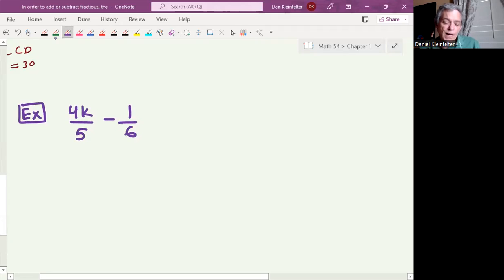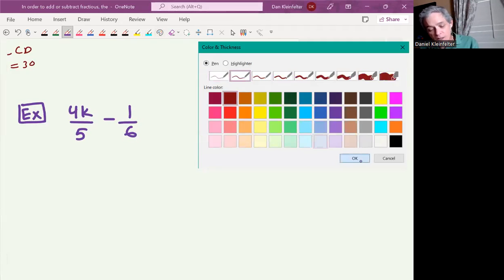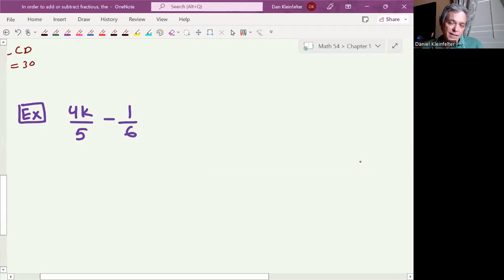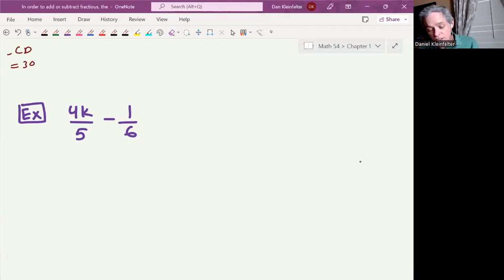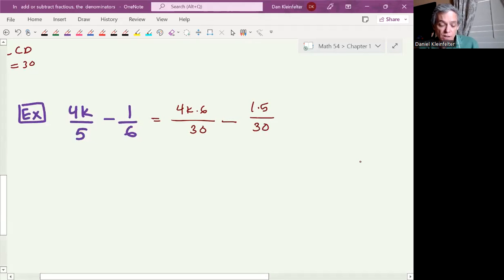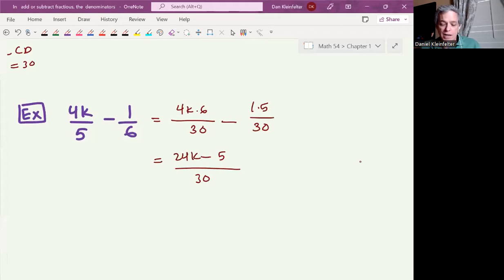All right, so while you were away, I fixed the 5 so it looked less like a 6. Okay, so here 5 and 6 have a least common denominator of 30. So we're going to multiply the first fraction's top and bottom by a 6 so that our new denominator can be 30. The second fraction, we'll multiply the top and bottom by a 5 so that the denominator is 30. This will give us 24k minus 5 in the top and 30 in the bottom. Okay, and that will do it for that problem.